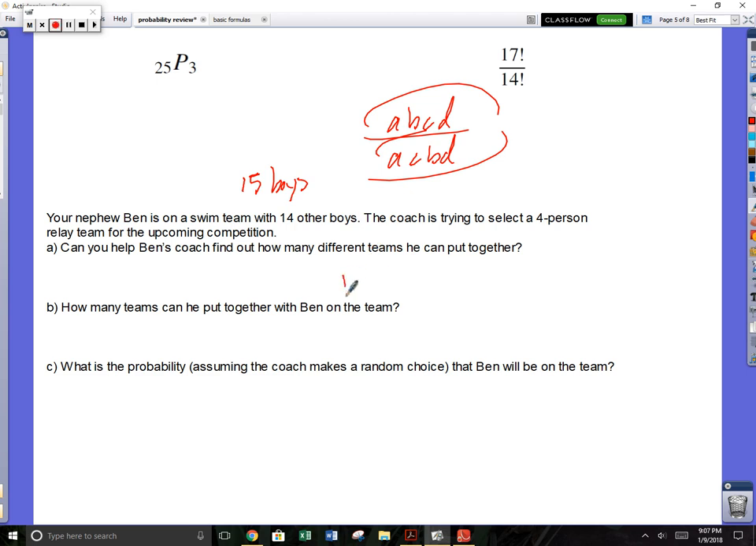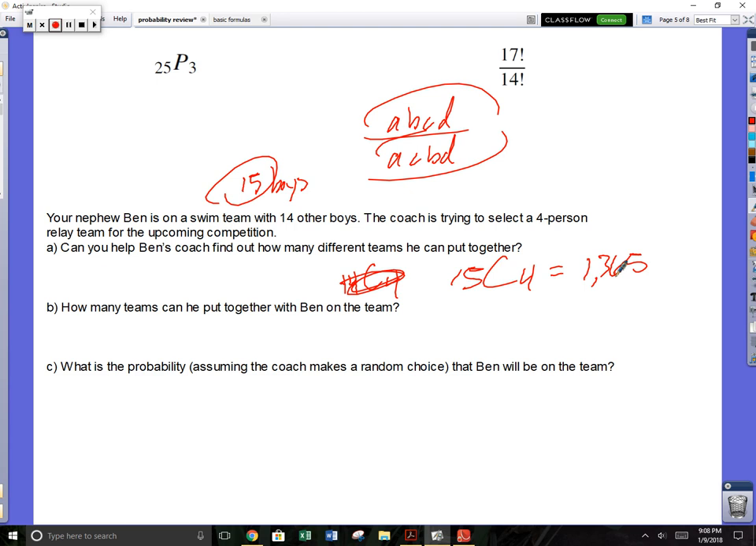So there's 14 to choose from. I'm going to do a combination, and I am only going to combine 4 of the 14 kids. So if you punch in 14C4, oh, I guess there's not 14, there's 15. 15 kids to choose from. Combination of 4 kids, and you are going to get 1,365 different combinations.